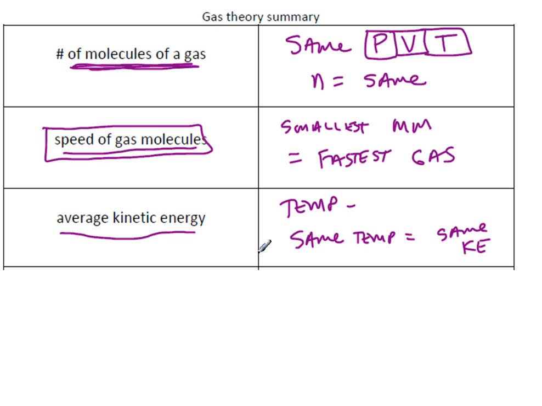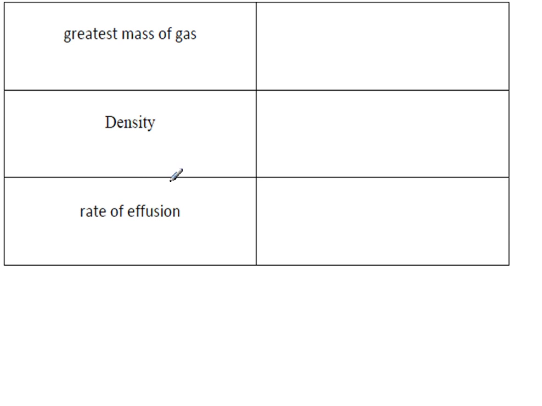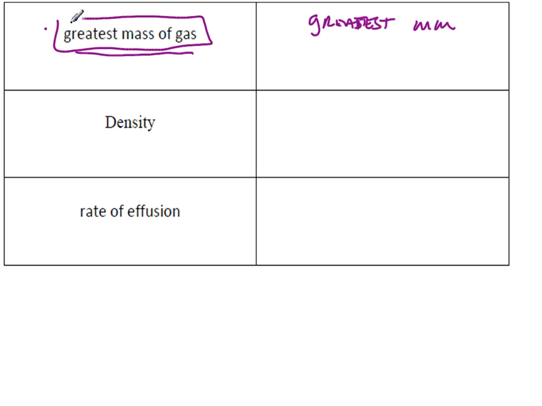Next one that comes up, they'll ask you which one has the greatest mass of a gas. When they ask you who has the greatest mass of a gas and they're given the same quantities, it's going to be whoever has the greatest molar mass. So you're looking for the largest molar mass if you're comparing the same amounts of gases. Will be the greatest mass because the moles will be the same, so you just multiply times molar mass.